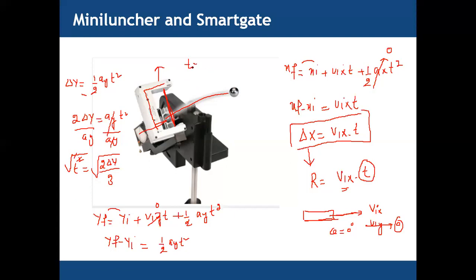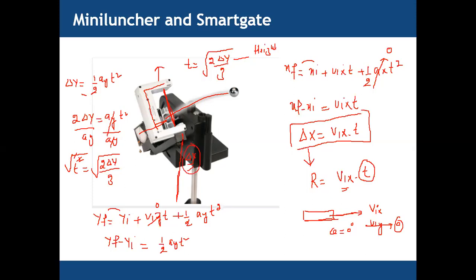T is equal to what? T is equal to the square root of 2 delta y divided by g, where this delta y is actually the height of the projectile body. This is the height. You can see this one. This is the height from the floor, from the ground up to this level. You can say delta y.